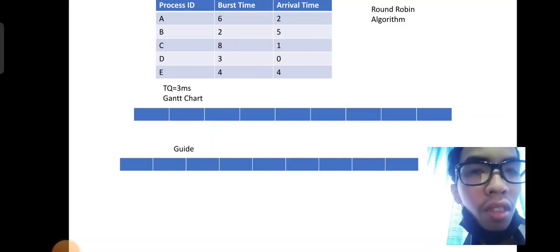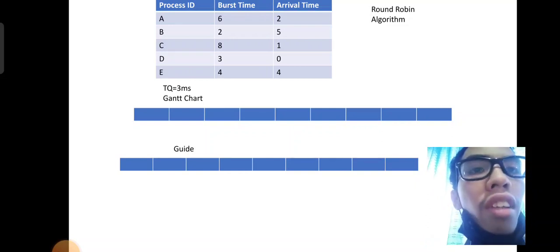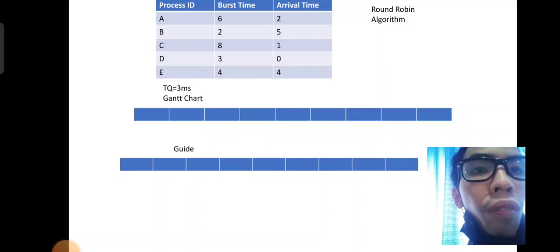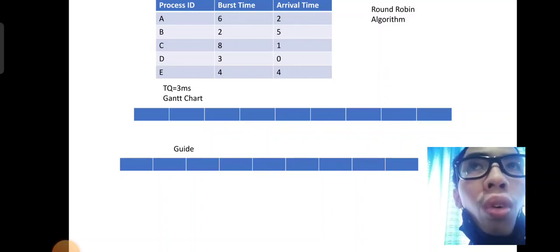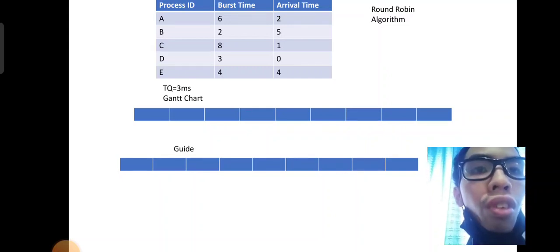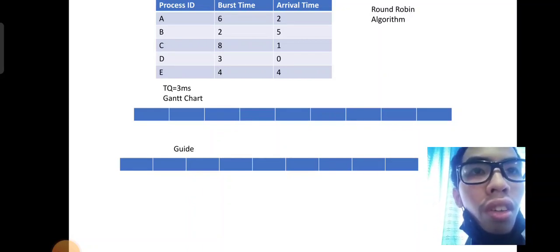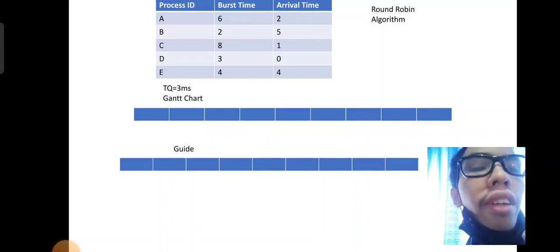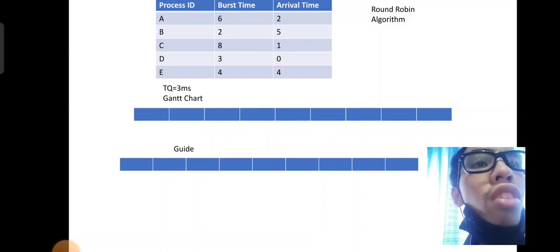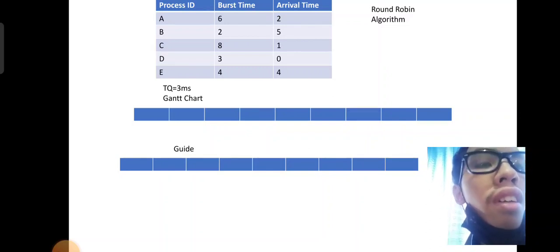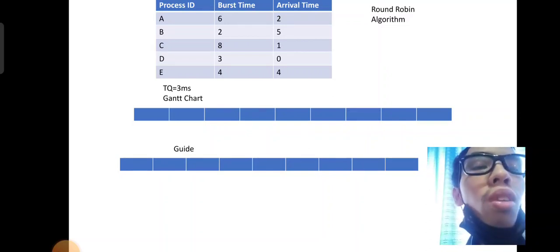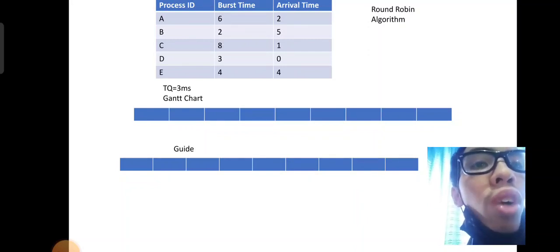Now, we have here a Gantt chart and a guide. We'll be using the guide in order for us to know which process will come first in our CPU. In here, we will check who has the lowest arrival time. The lowest arrival time is 0. So we will put it in the Gantt chart. I mean, the ready queue is 0.